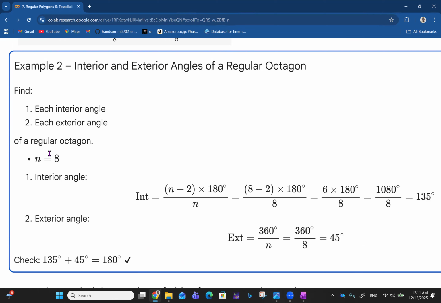For each exterior angle, since the number of sides is 8, each exterior angle will be 360 degrees over n, which is 360 degrees over 8, which is 45 degrees. So if you check, if you are correct, the addition of interior plus exterior angle must give you 180 degrees. And that's true for this.